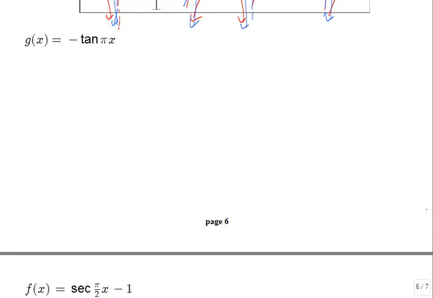Okay, let's take a look at the graph of negative tangent pi x. So we've got a negative on the outside, so that's going to cause us to have a reflection over the x-axis. So that's going to flip my tangent graphs upside down. And then we have this pi next to that x, which is going to cause us to have a horizontal compression again by a factor of 1 over pi. So that affects our period.